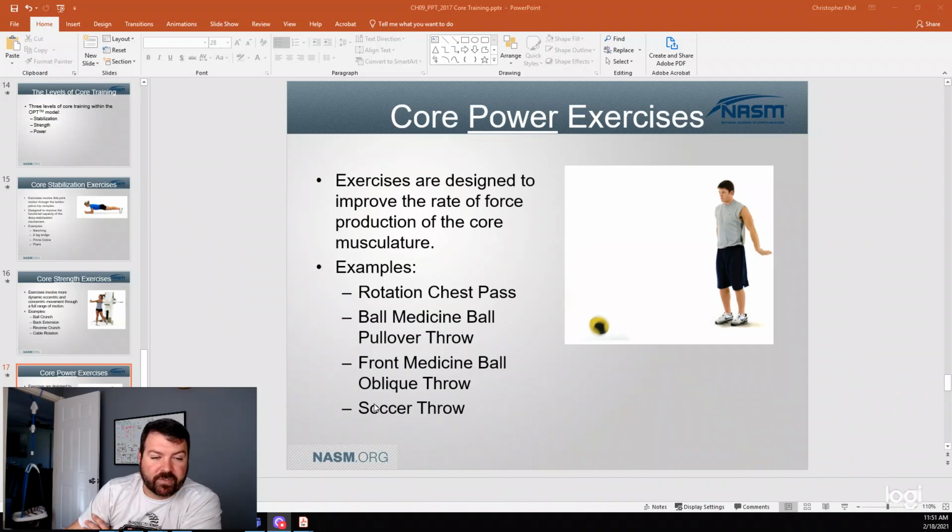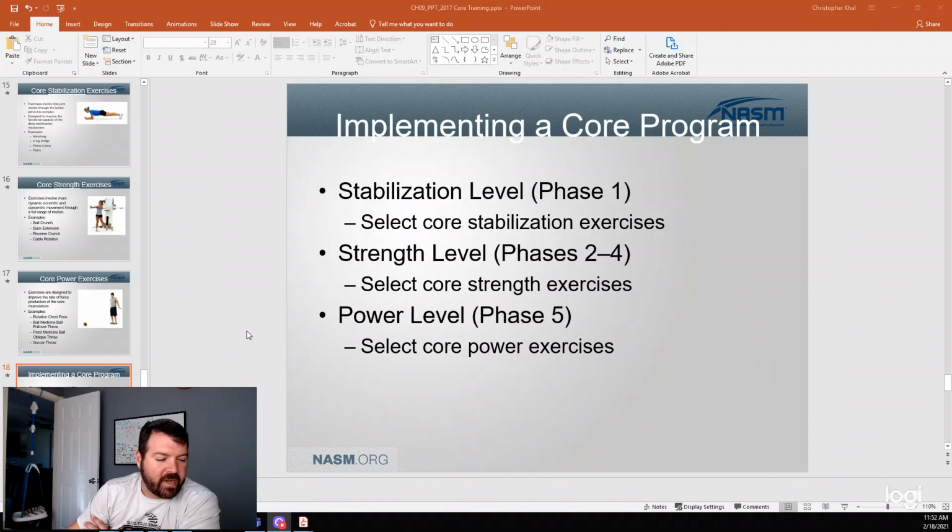And all these examples are straight out of your book, too. They give a little bit more in depth on some of the exercises in there, so you can go to them. So, implementing a core program. Phase 1 is obviously stabilization. Phases 2 through 4 are more your core strength exercises, and phase 5 is your power. You always want to start in phase 1, or your stabilization.